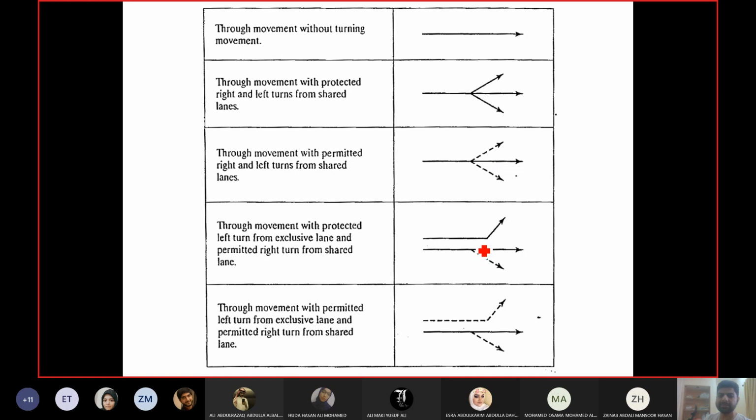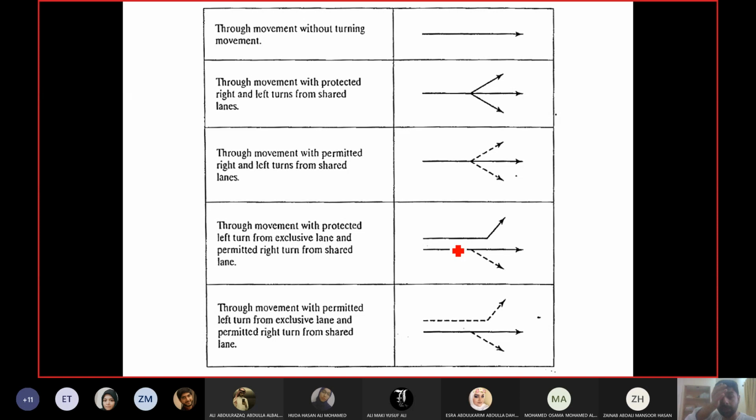Then in this case, there's an exclusive lane for left turning, and a shared lane for straight and right. Same case here as well. In the fourth and the fifth one, the exclusive lane is used for left turning. So if an arrow is coming from a separate line, that means there's a separate lane for this movement. And if the arrows are coming from the same line, that means it's a shared lane case.